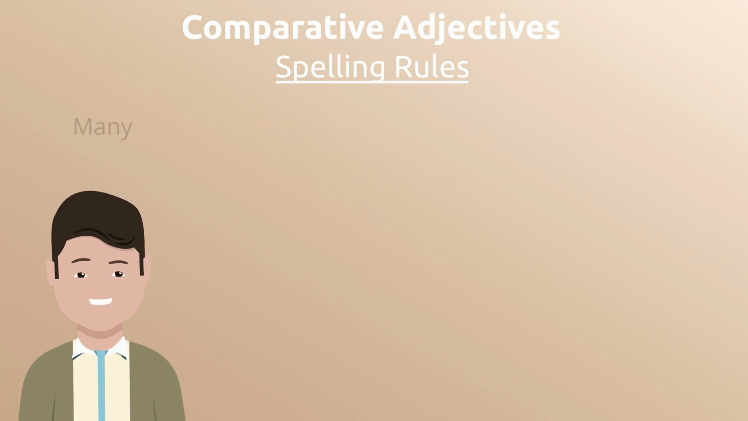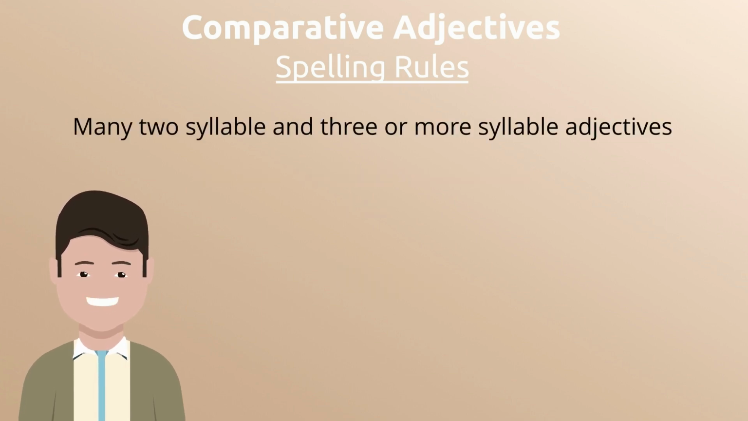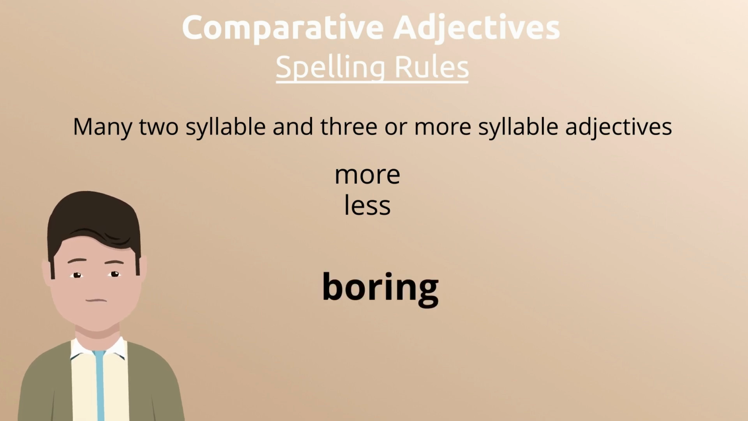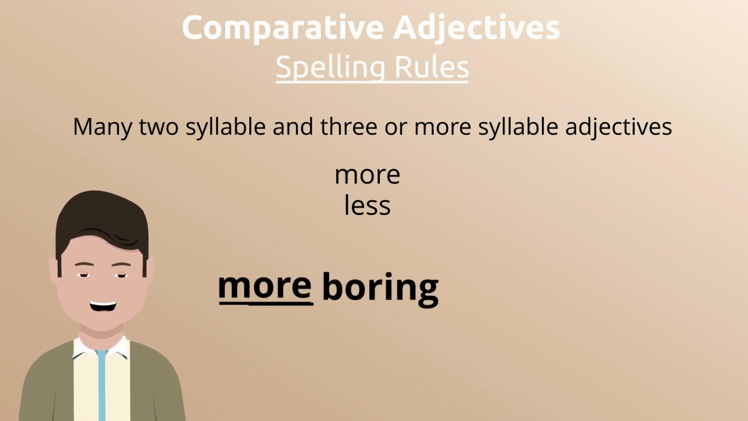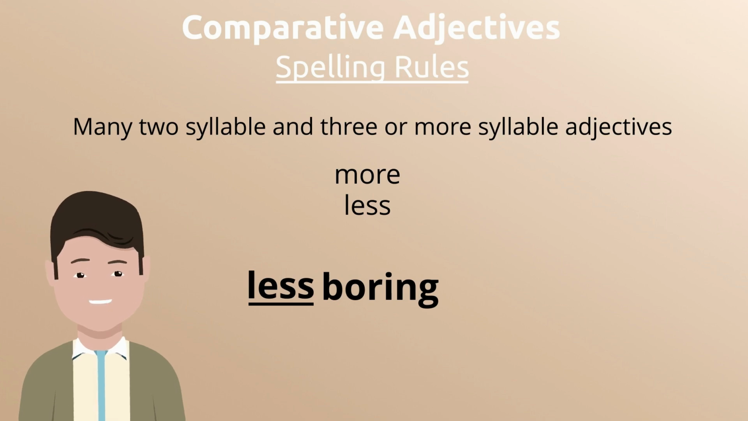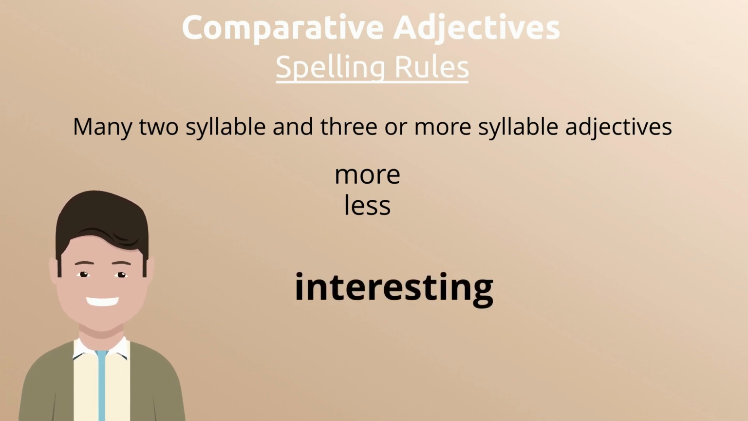For many two-syllable adjectives and adjectives with three or more syllables, we add more or less before the adjective. For example, the comparative form of boring is more boring or less boring. The comparative form of interesting is more interesting or less interesting.